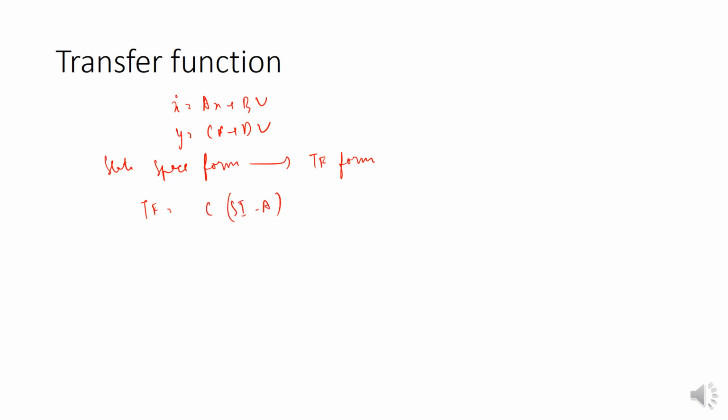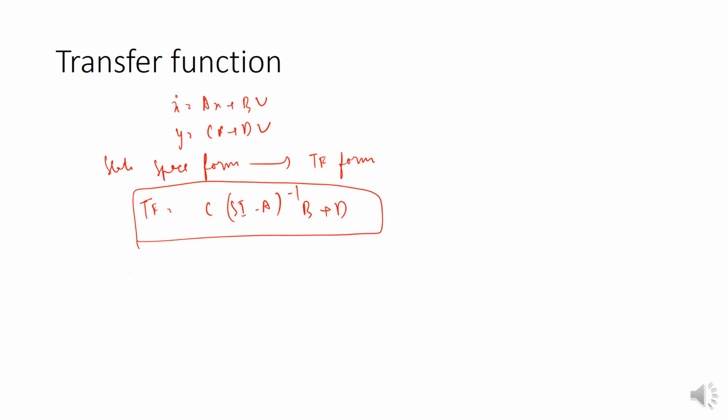If we want to find the transfer function, given x dot is equal to Ax plus Bu, y is equal to Cx plus Du, and I want to convert from the state space form to transfer function form, what do I do? The transfer function is given by C into (sI minus A) whole inverse into B plus D. This is the formula. Many times this question is asked, that we are given state space equations and asked to find the transfer function. We will see a question as well.